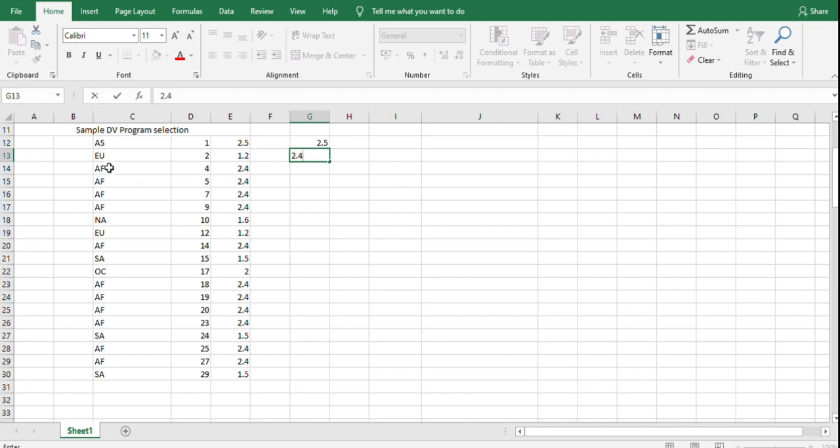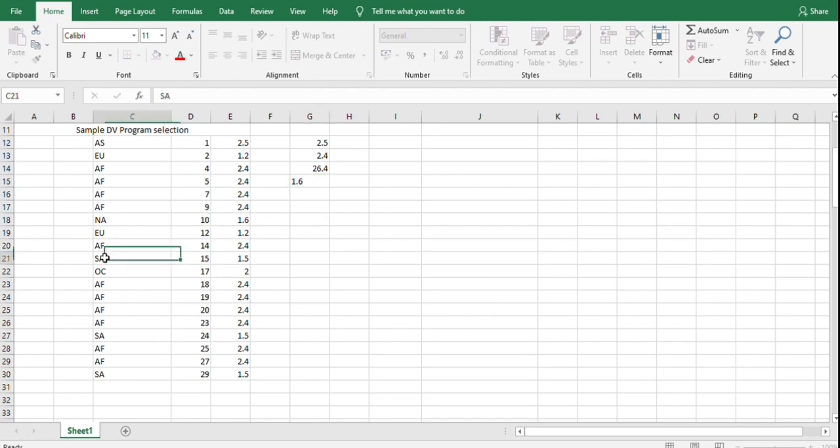And then we come to Africa, AF. We have 11 selectees, multiplied by the possibility of having derivatives for Africa, which is 2.4. We get 26.4. Then we go to North America. How many selectees do we have for North America? We have 1 selectee, which is 1 multiplied by 1.6. We get 1.6 selectees.